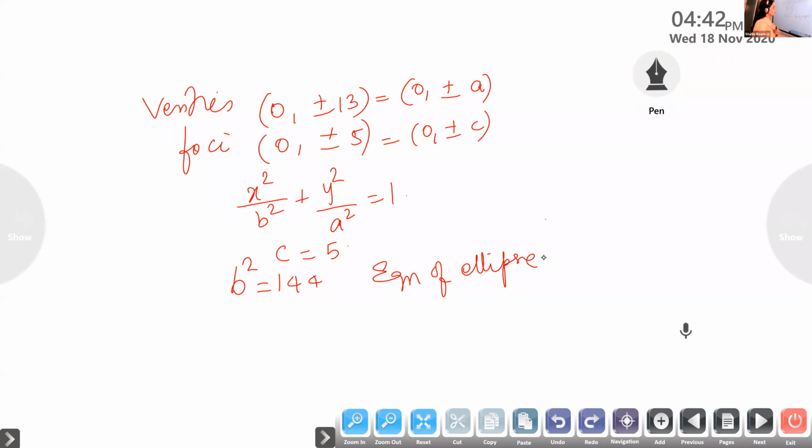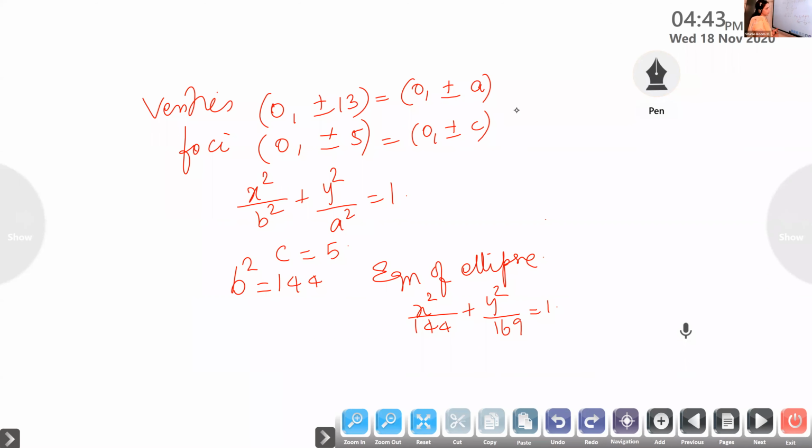Yes, Karthik, can you give the equation of the ellipse? X square by 144 plus y square by 169 is equal to 1.